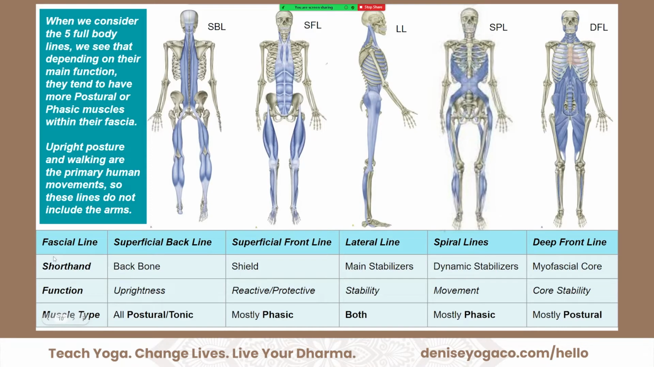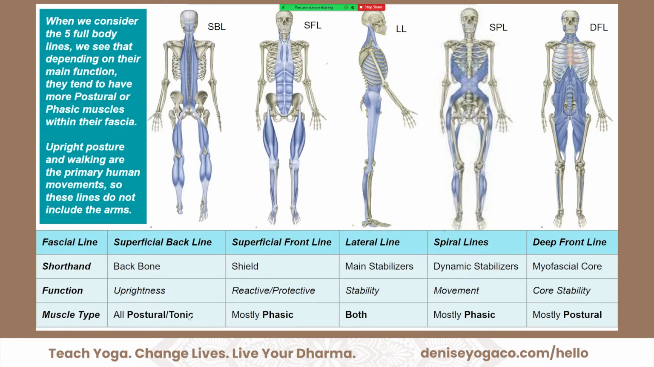I just love when all our concepts come together, and that's what's happening today. So here are our fascial lines across the top here. And we have an example of each of them. So our superficial back line, its shorthand name was the backbone of the body, right? Backbone. So its function is uprightness. That's its main function. And we pretty much have all postural muscles.